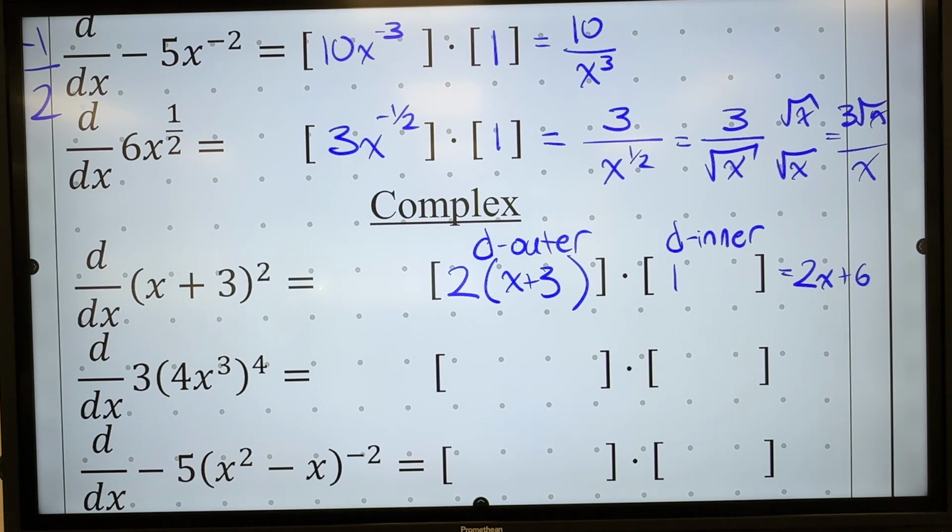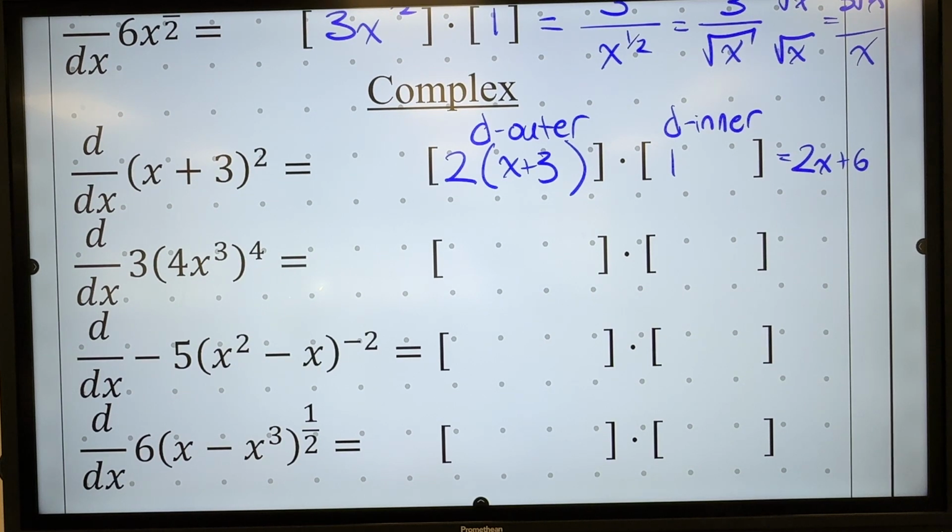Alright, moving on. Diego, what house are we in? Power house, okay. Let's look at the outer. I'm going to ignore the inner for just a little bit. There we go, I scribbled it out for you. Go ahead and do our rule for power house. You multiply the exponent to the upper outside.